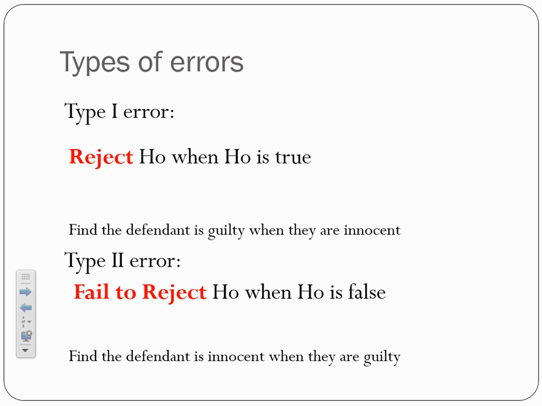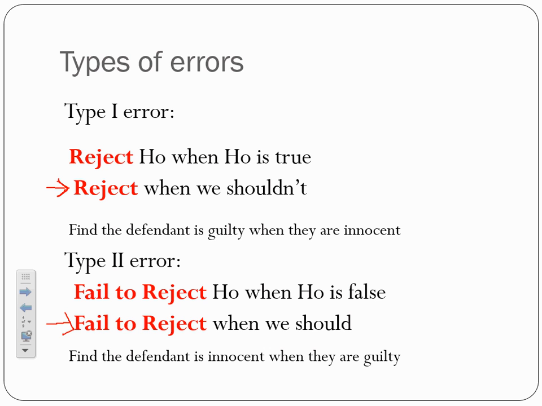So what ends up happening when you commit a type 1 error is that you reject the null when you shouldn't. There's an arrow on your note sheet right there. If you commit a type 2 error, you fail to reject when we should have. In other words, we should have said they were guilty. We should have rejected the null hypothesis of innocence.